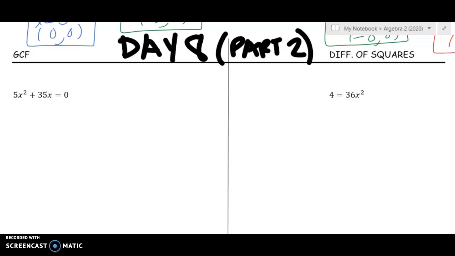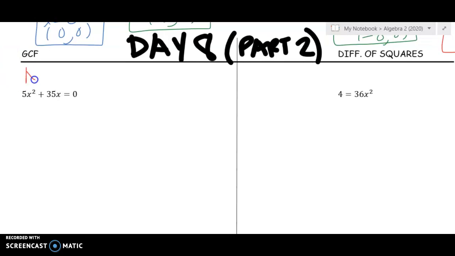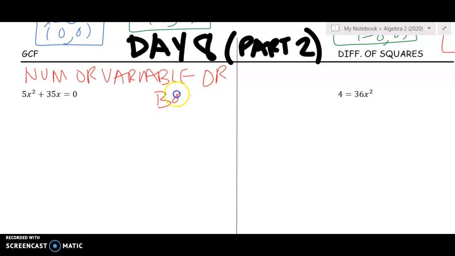So starting from the beginning to recap here, we did greatest common factor, GCF. The first thing to remember with GCF is it could be a number, or it could be a variable, or it could be both. And we've seen this happen a few times. Okay, just a little side note before we get started.